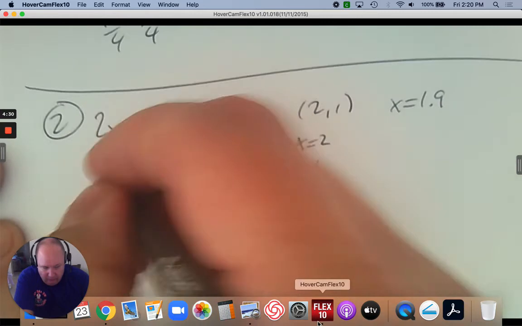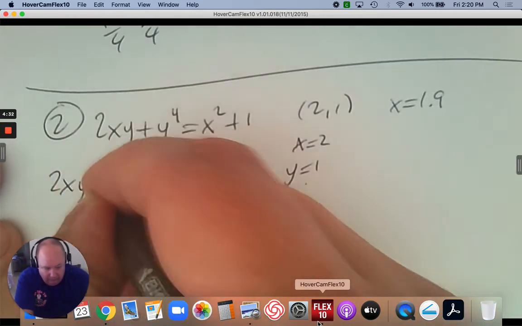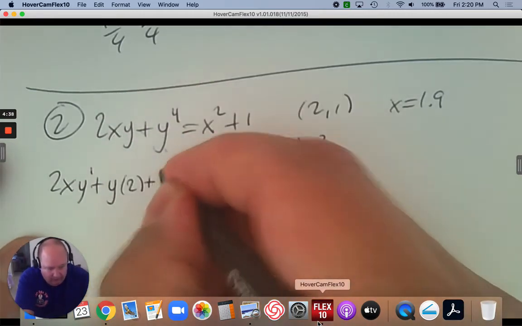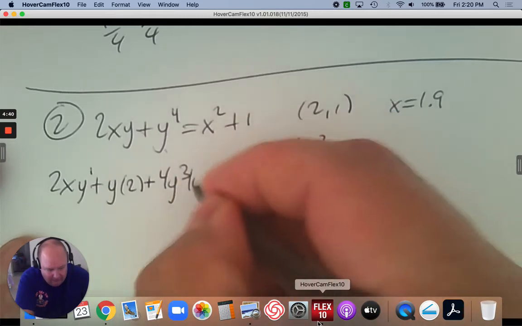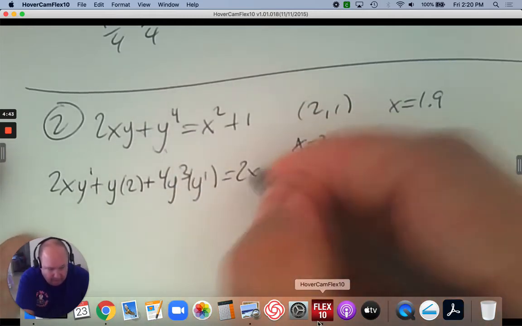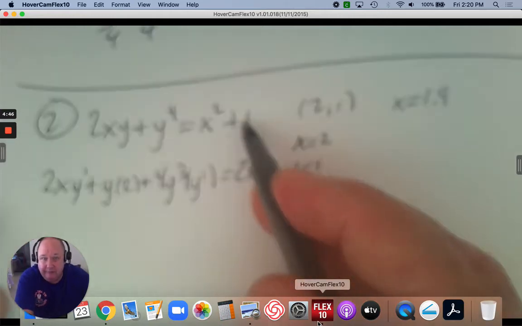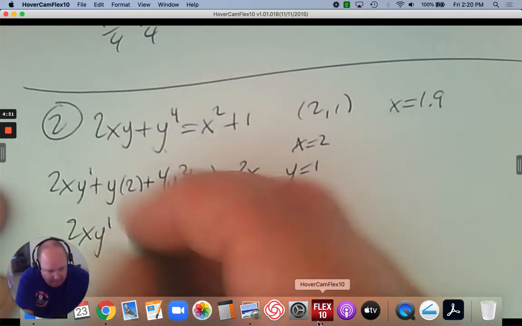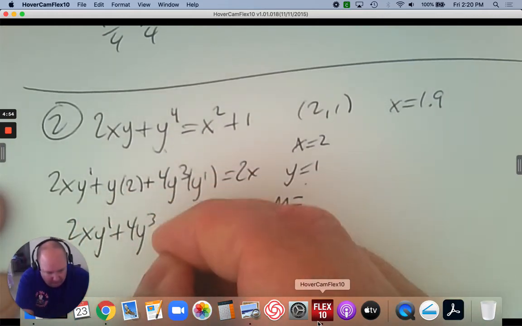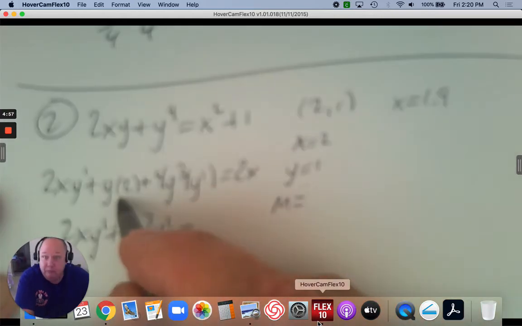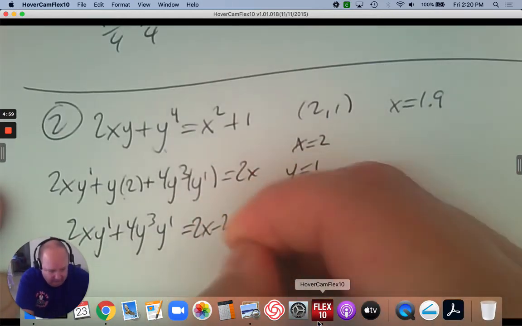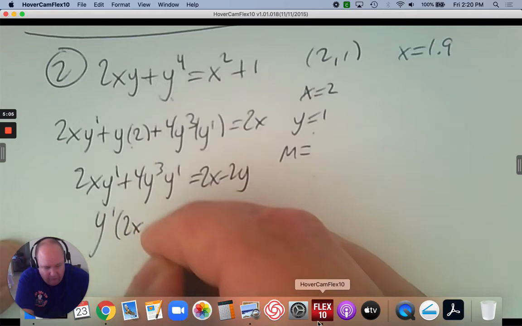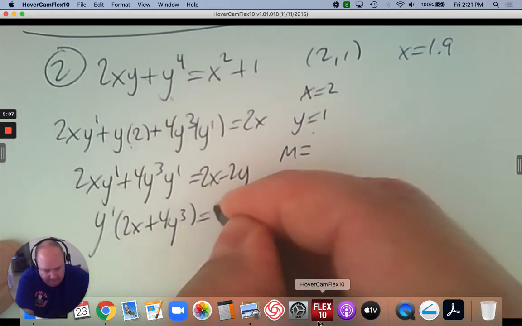So I need to take the derivative to find the slope. 2xy is the product rule: the first times the derivative of the second plus the second times the derivative of the first. The derivative of y to the 4th is 4y cubed, and it needs a y prime. The derivative of x squared is 2x, and the derivative of 1 is 0. Gather together the y primes: 2x y prime, 4y cubed y prime, and then subtract 2y to the other side. Next, we're going to factor out a y prime. That gives me 2x plus 4y cubed. And then I'm going to divide.